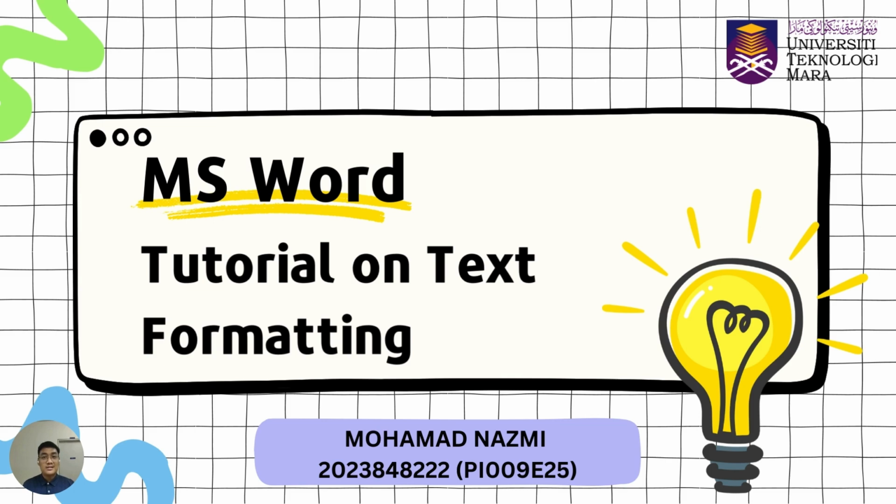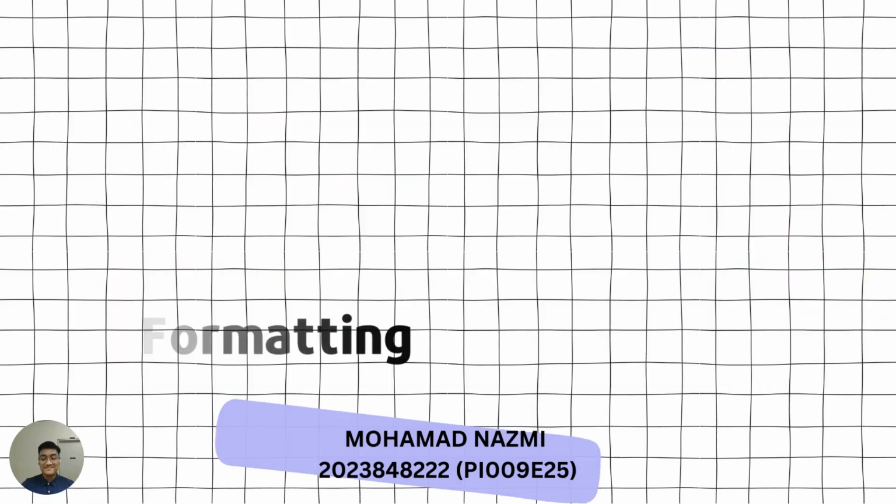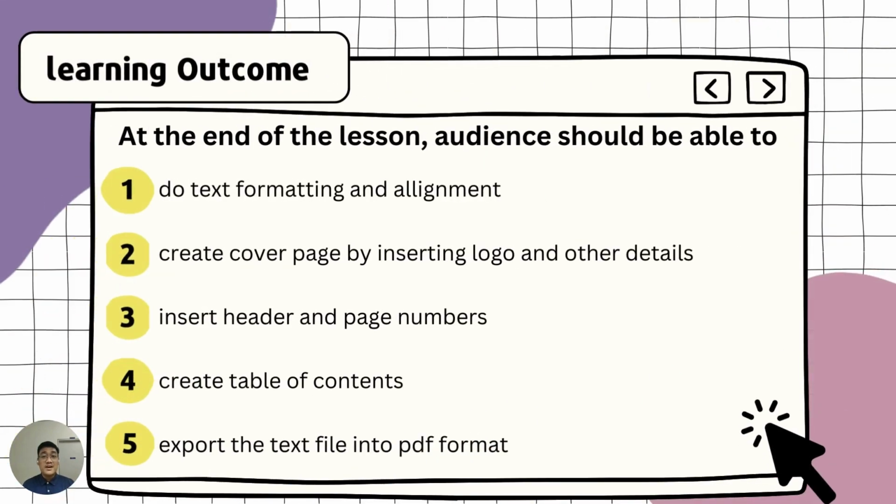I'm going to conduct a tutorial on text formatting by using Microsoft Word. So there are 5 learning outcomes. At the end of the lesson, the audience should be able to firstly do text formatting and alignment. Secondly, create cover page by inserting logo and other details. Third, insert header and page numbers. Fourth, create table of contents. And last but not least, export the text file into PDF format. Without further ado, let's begin.